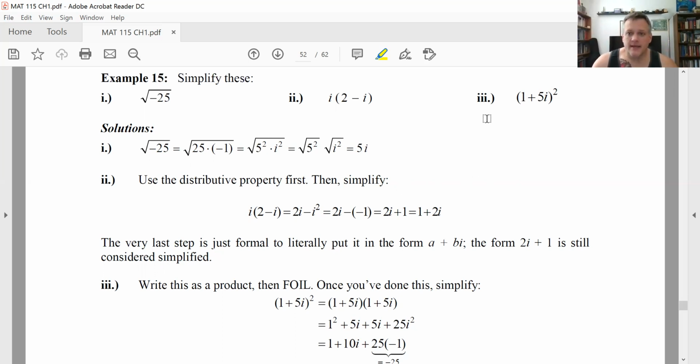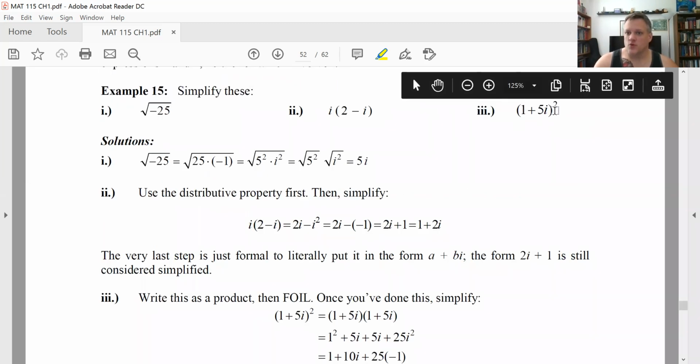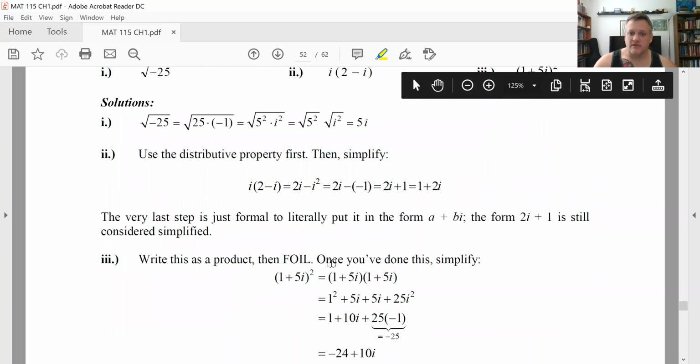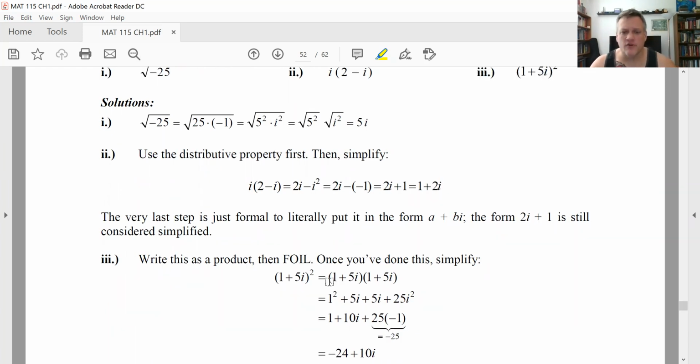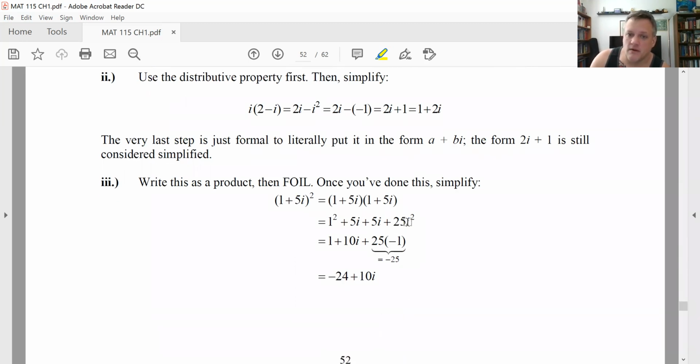All right. And then finally here, again, with the foiling business, you don't square the 1 and square the 5i and be done with it. You have to literally multiply this out. And so I have first, outer, inner, last. I have 1 times 1, which is 1 squared. Both the inner and the outer terms are 5i, and then 5i times 5i is 25i squared. But remember, when you square i, you get -1 back. And so I can add those constants to get minus 24 plus 10i.